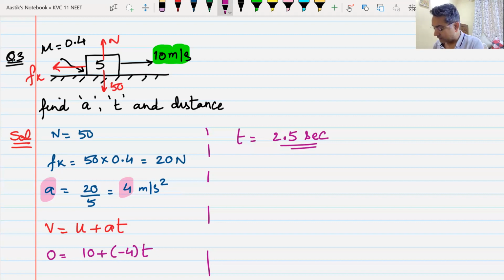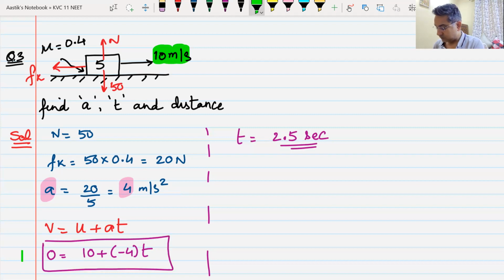Do you know how to solve this? Yes or no? Anyone knows how to solve this? Anyone knows how to solve this? Yes or no?